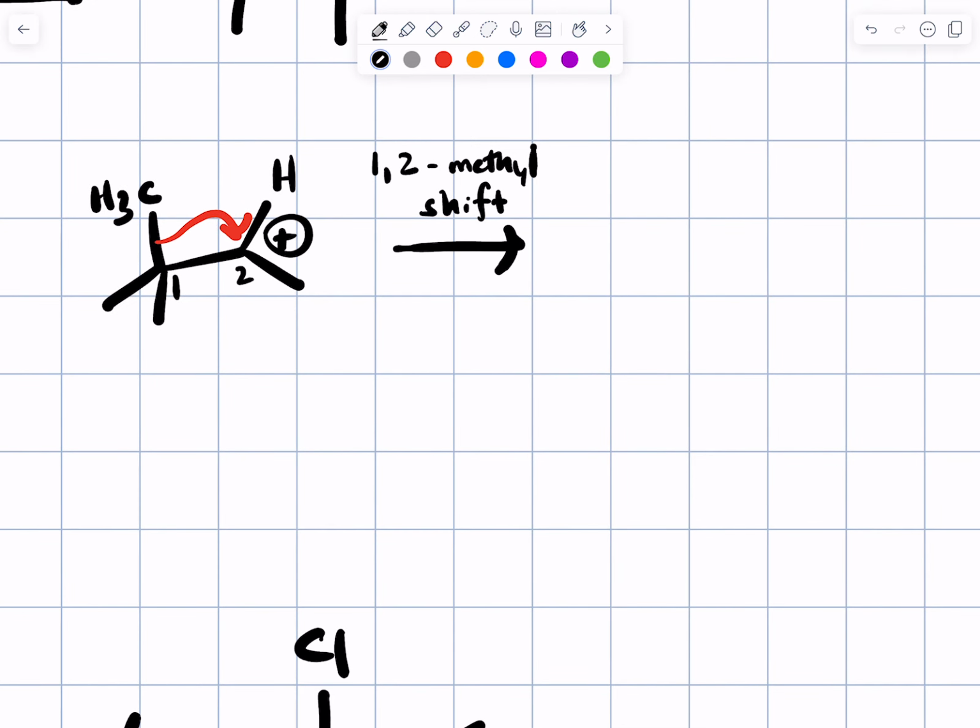We'll draw, the arrows give you instructions for how to draw the next intermediate. Here's carbon 2. Carbon 2 used to be positively charged. Now it's got the methyl group. This is the one that moved over. On carbon 1, it used to be bonded to 4 things. Now it's only bonded to 3, and so it has a positive charge. That's called a 1,2 methyl shift.